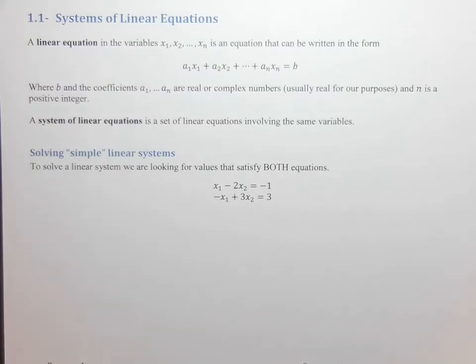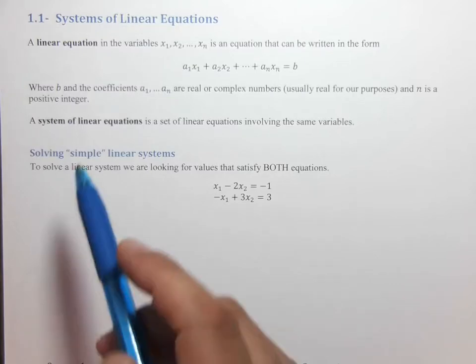In the first section here, 1.1, we're going to remind ourselves about how to solve linear equations, sort of go back into our brain and think about how we solved linear equations in past courses, and then very quickly transition that into how we're going to think about solving them in linear algebra.